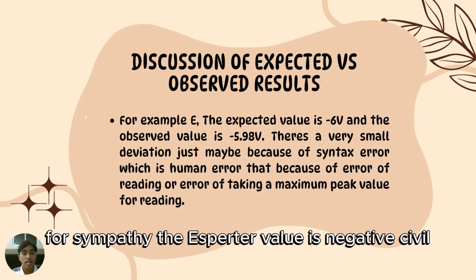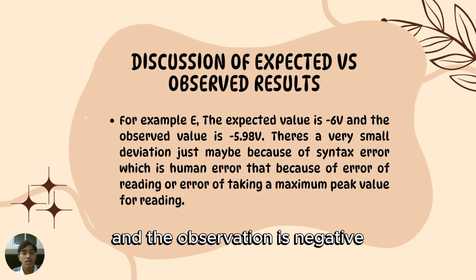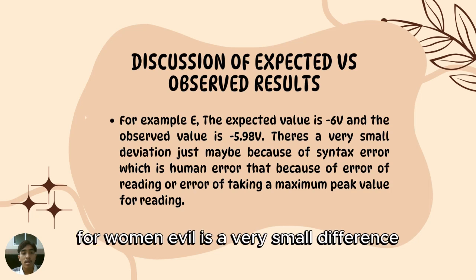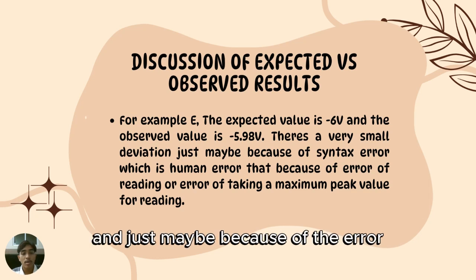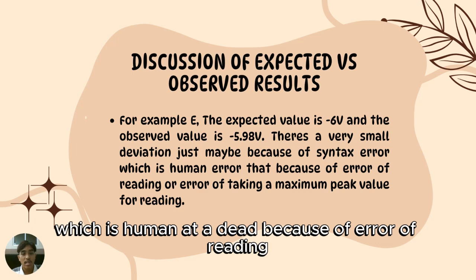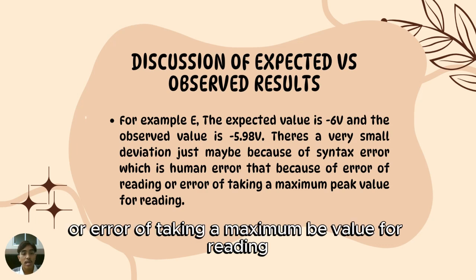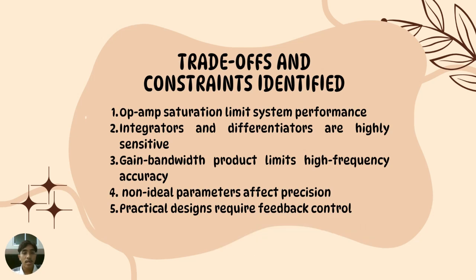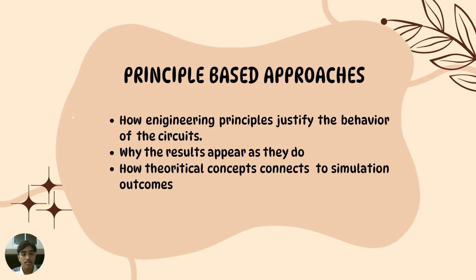For example E, the expected value is negative 6 volt and the observed value is negative 5.98 volt. There's a very small deviation, maybe because of systematic error, which is human error, from reading or taking the maximum peak value for reading. Trade-offs and constraints identified. Op-amp saturation limits system performance. Integrators and differentiators are highly sensitive. Gain bandwidth product limits high frequency accuracy, and non-ideal parameters affect precision. Practical design requires feedback control.